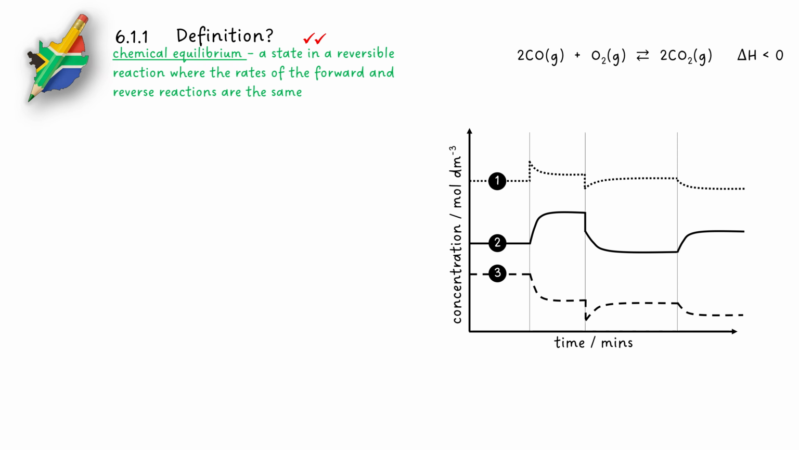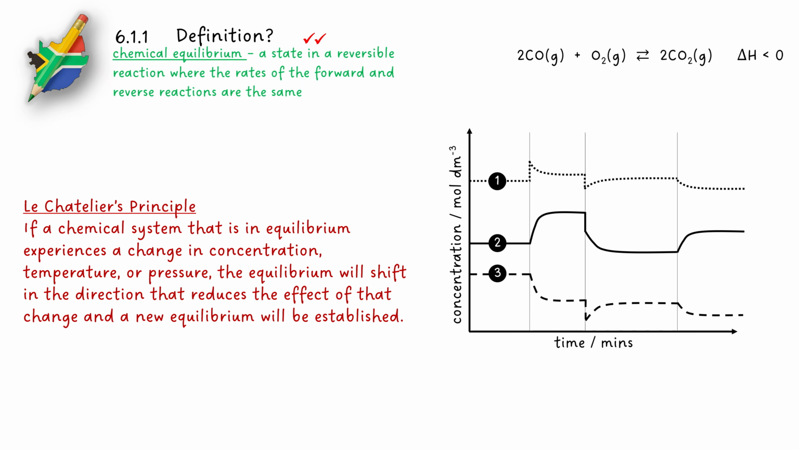Now, Le Chatelier's principle governs and explains what happens to an equilibrium when a condition is changed. It says that if a chemical system that is at equilibrium experiences a change in concentration, temperature, or pressure, the equilibrium will shift in the direction that reduces the effect of that change, and a new equilibrium will be established.